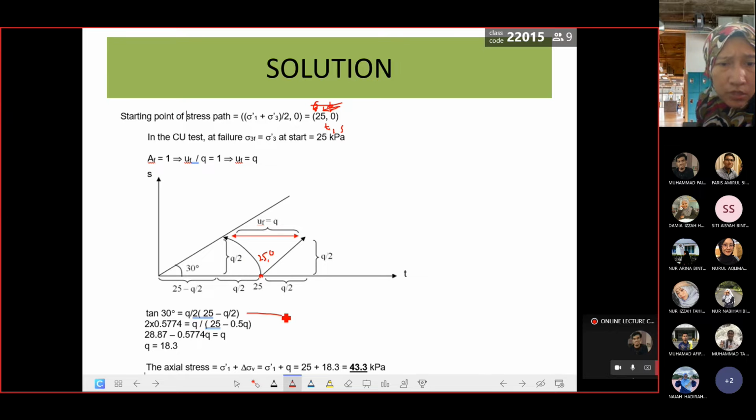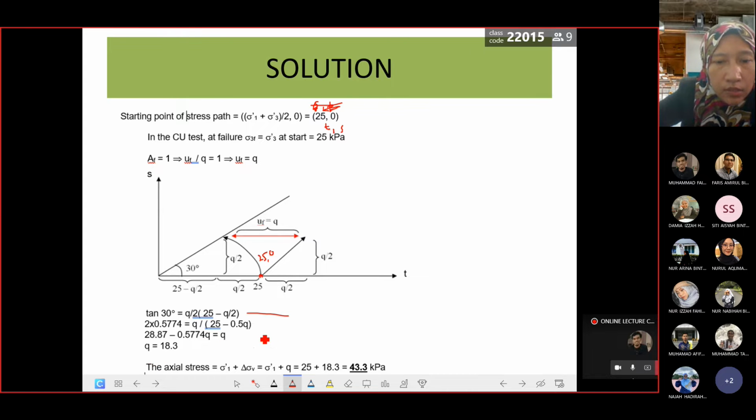So that untuk dapatkan the first equation ni, tangent 30 darjah, what is the tangent? Q over 2, 25 minus dengan Q over 2. Maknanya kita nak tahu dia punya tangent, Q over 2 tentangan bahagi dengan this one, opposite bagi dengan dia punya sideness dia. So dia akan dapat Q over 2 over 25 minus Q over 2. So tangent 30 you tukar berapa nilai dia. So kita akan dapat Q over 25 minus 0.5 Q. So finally the Q is 18.3.